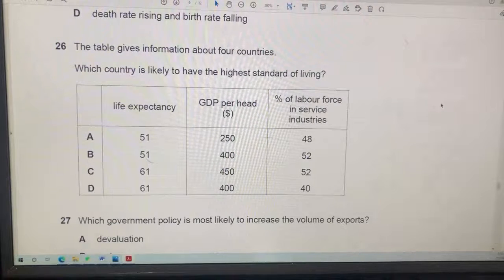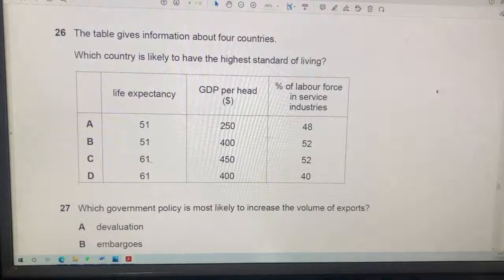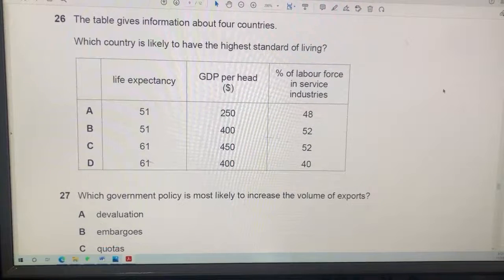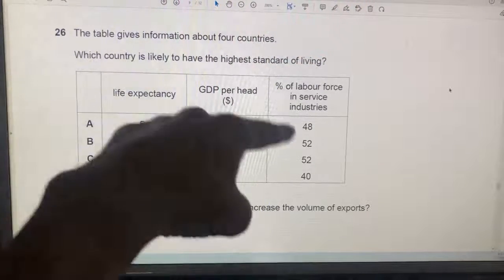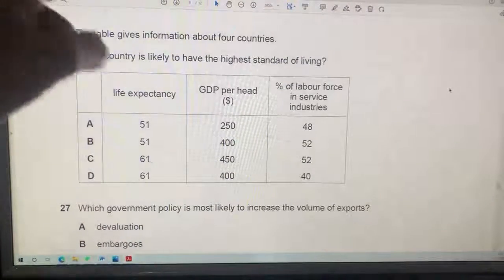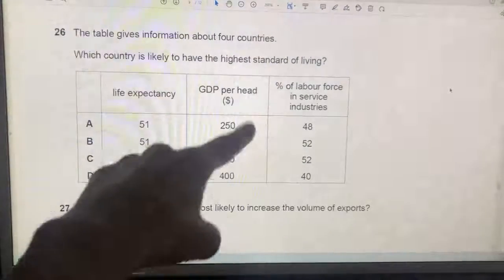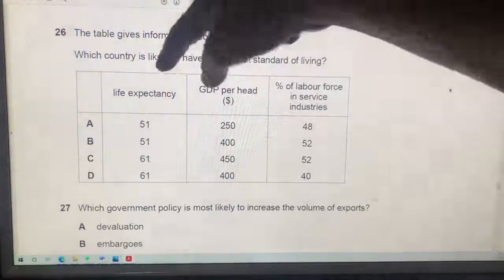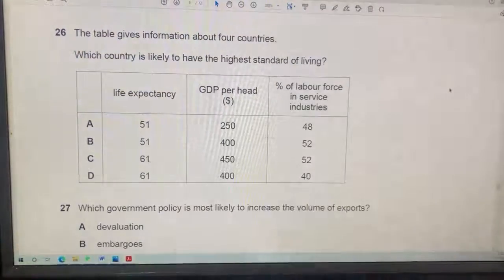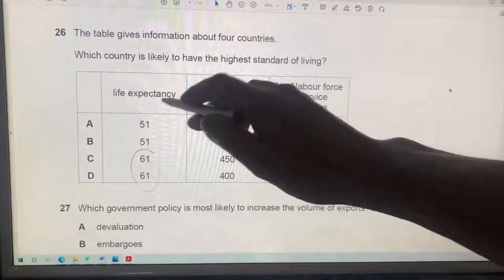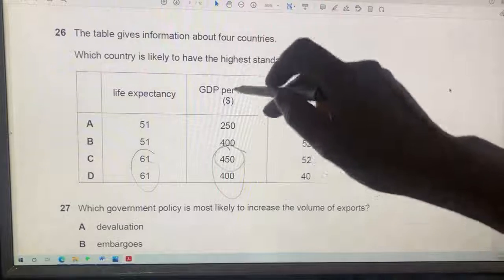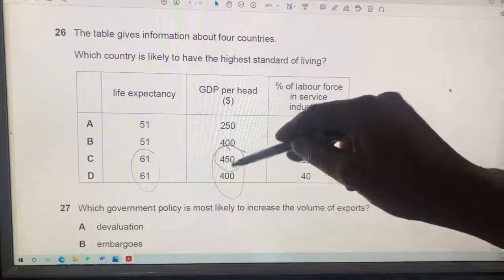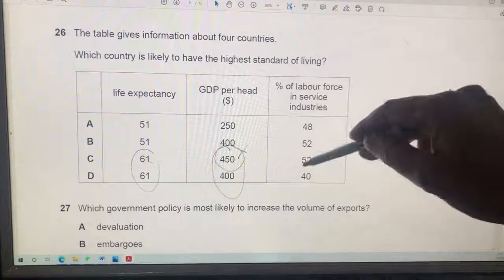And let's see, should we do 26? Yes, let's do 26. Which country is likely to have the highest standard of living? Here are 4 countries. Highest standard of living, so life expectancy. It's probably going to be C or D, right? Because people live longer. C or D, maybe C because people make more money.